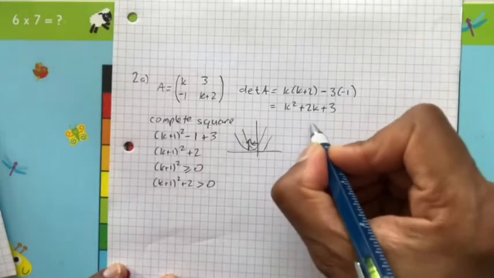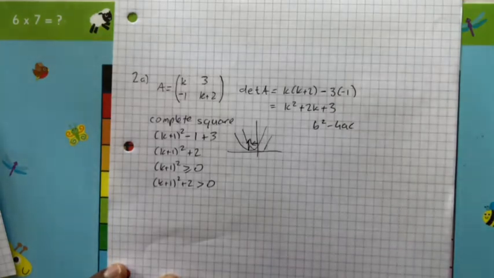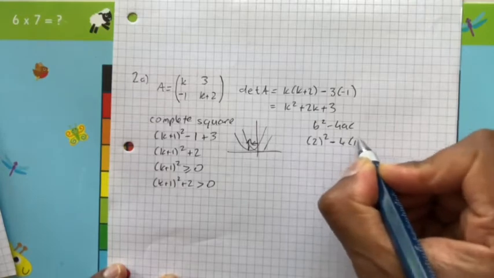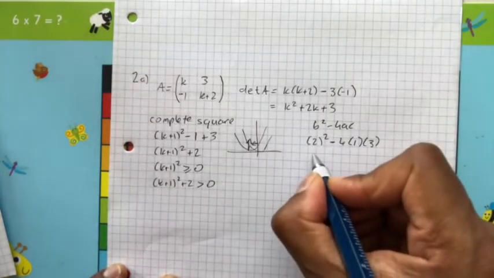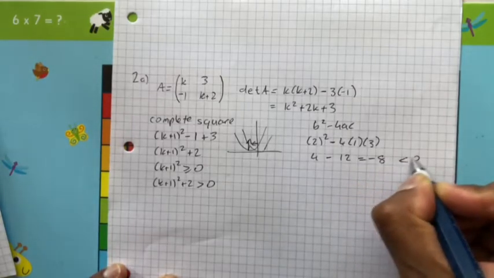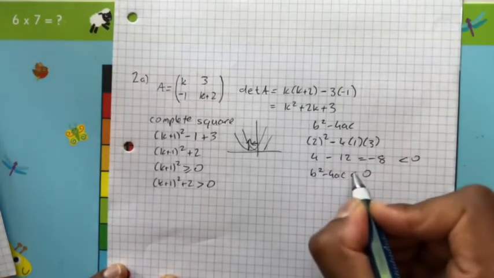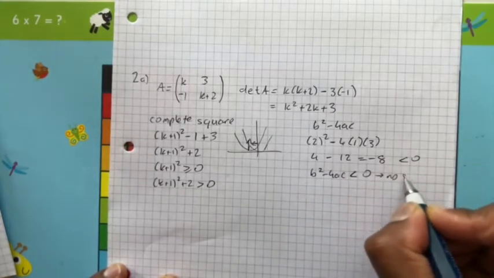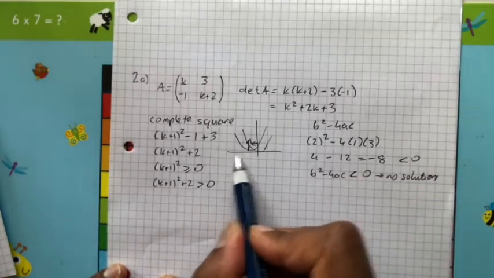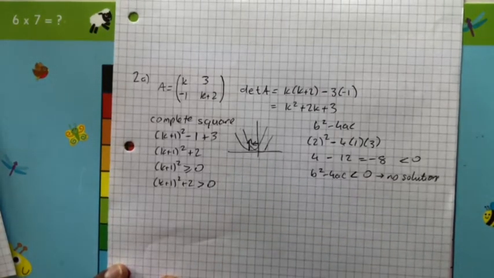You could also have done it by looking at the discriminant, b squared minus 4ac, and that will give you 2 squared minus 4 lots of 1 times 3. So that will be 4, take away 12, and this is less than 0. And b squared minus 4ac less than 0 is no solutions, as the graph does not cut the x-axis and so must be above the x-axis.